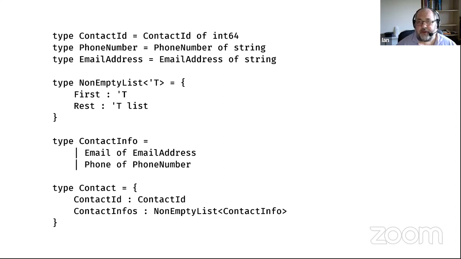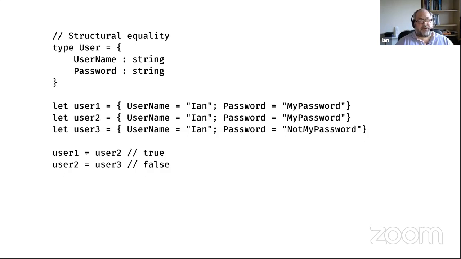So we'll have a look at, I talked earlier about structural equality. So if two things look the same, they are the same. So if we take a record type of user, that's a username and a password, I create three users, two of which have got the same data and one hasn't. If I compare 1 to 2 and 2 to 3, 1 and 2 are the same, and 2 and 3 aren't.